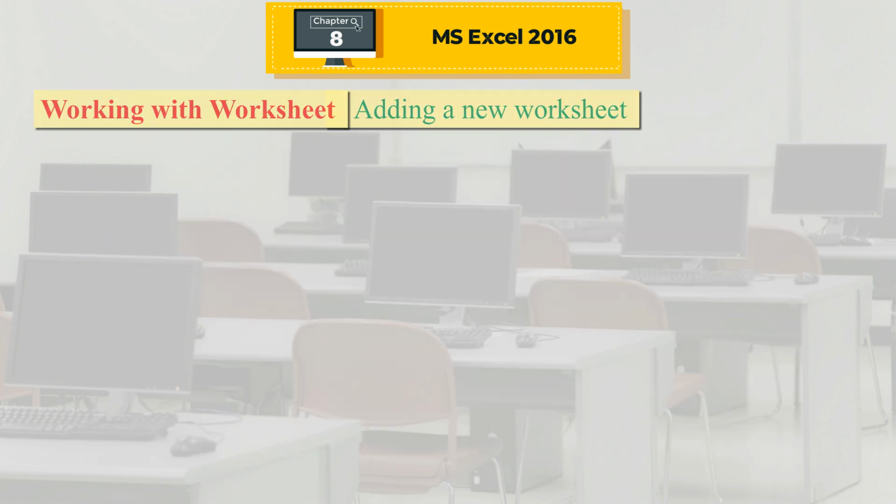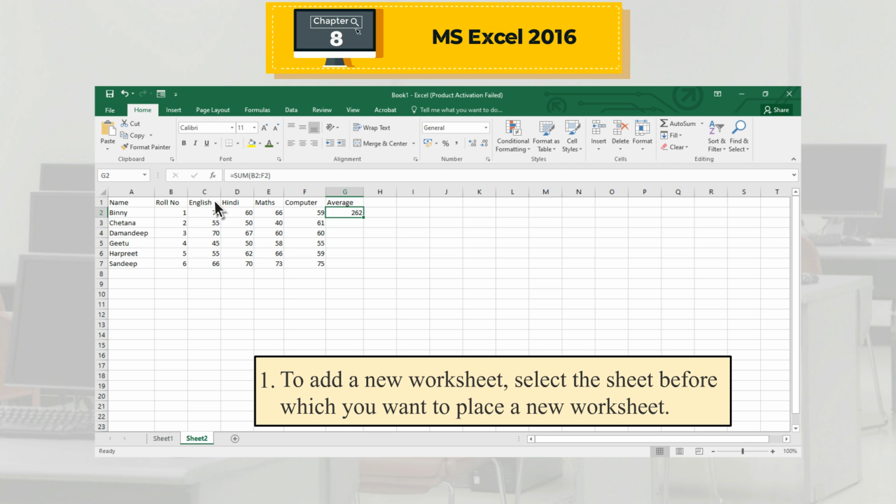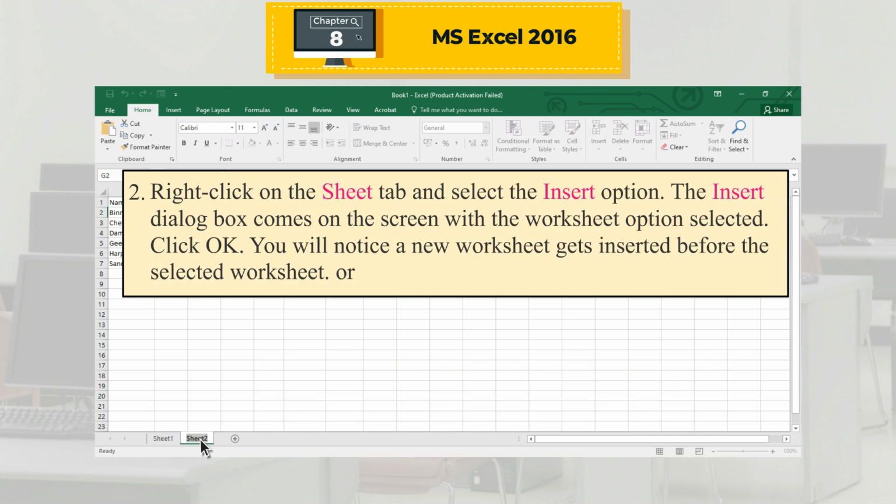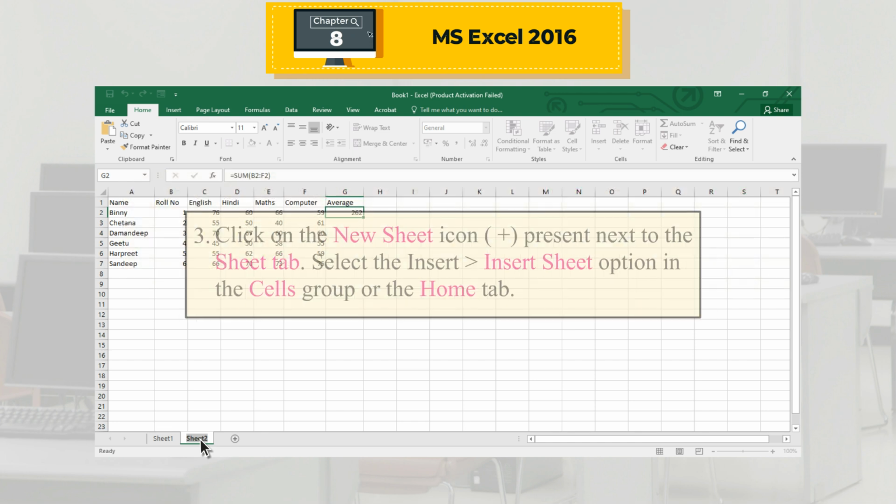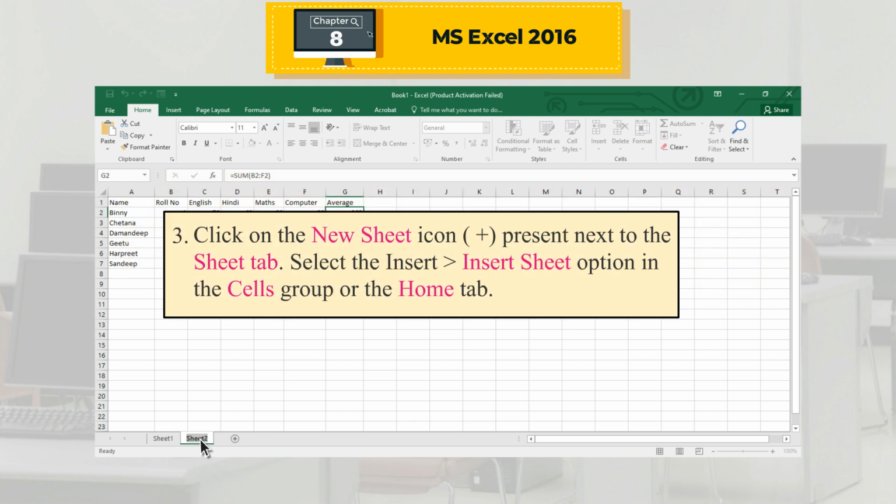Adding a new worksheet. 1. To add a new worksheet, select the sheet before which you want to place a new worksheet. 2. Right-click on the Sheet tab and select the Insert option. The Insert dialog box comes on the screen with the worksheet option selected. Click OK. You will notice a new worksheet gets inserted before the selected worksheet. Or 3. Click on the New Sheet icon, plus, present next to the Sheet tab. Or select the Insert Sheet option in the Cells group on the Home tab.